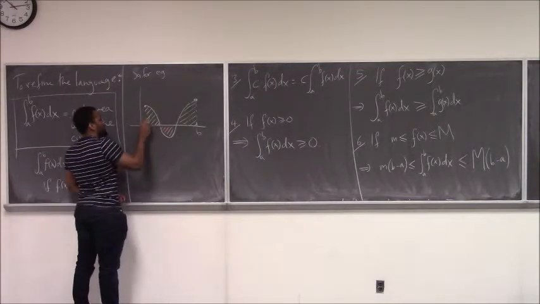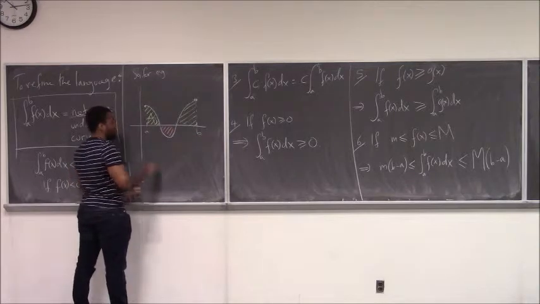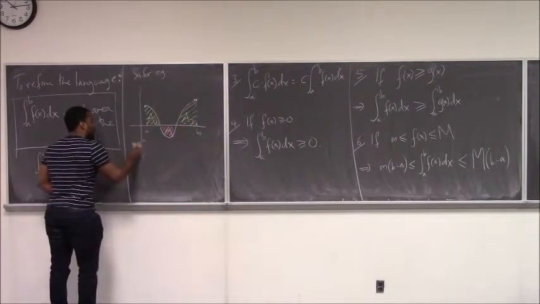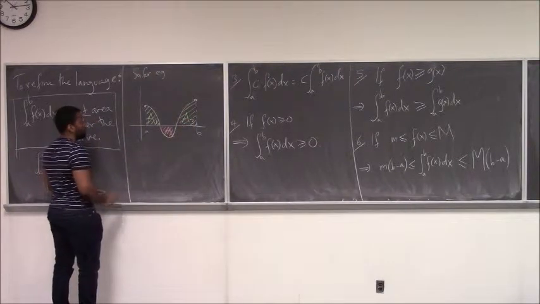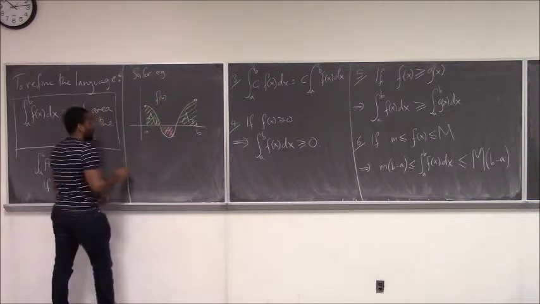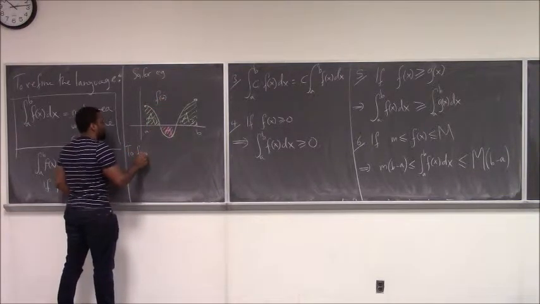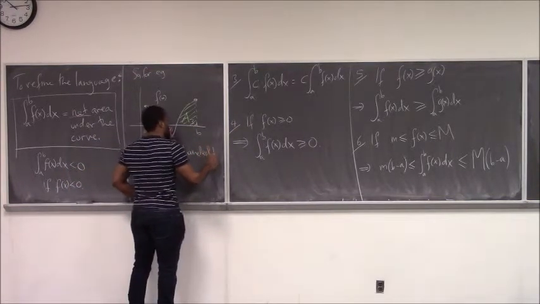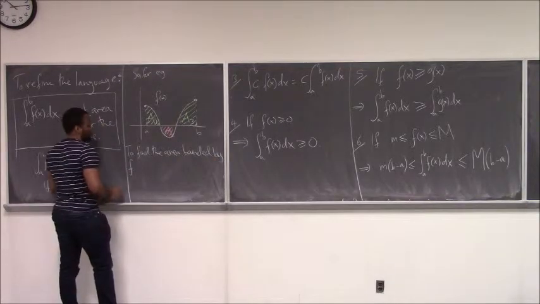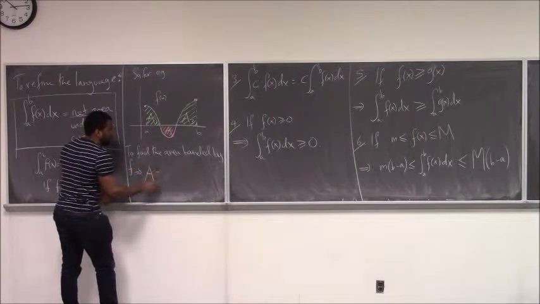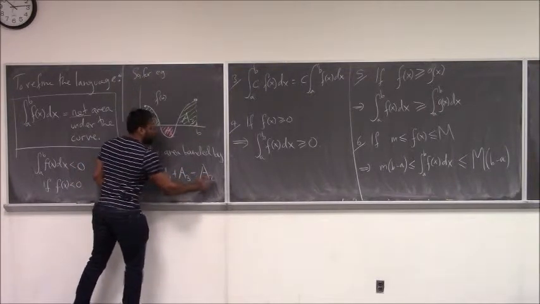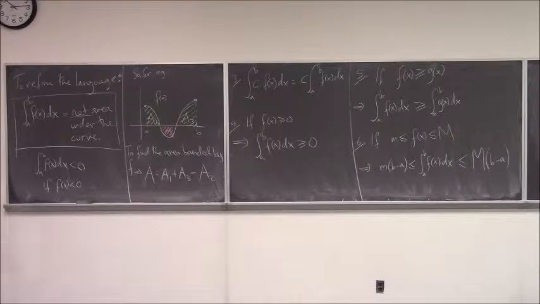So if the area here is A1, the area here is A2, and the area here is A3, and your problem was this is f, then to find the area bounded by f, you would add these two, and then you'd subtract this. And so we'll probably do some examples of that next time.